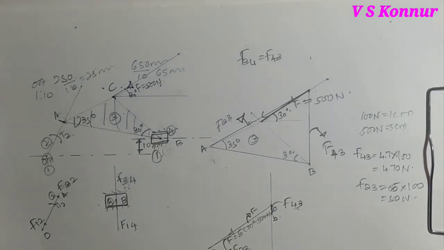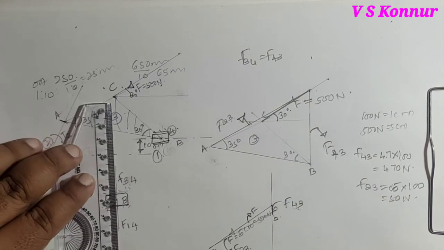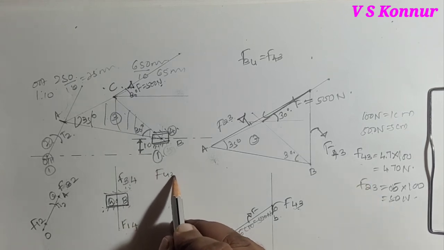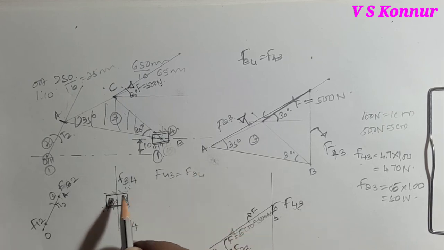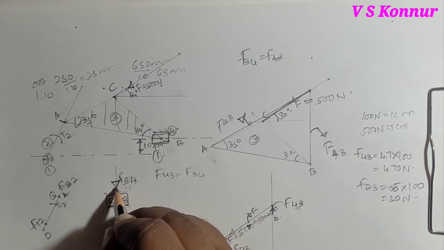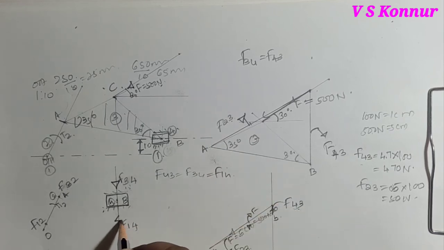Now go for second link. Before that, this force once again, or you can show here only. F43 is equal and opposite to F34, hence the direction, once F force is known, another direction will be in cyclic order. F43 is upward, F34 is downward, and it is equal to F14, but direction is opposite.